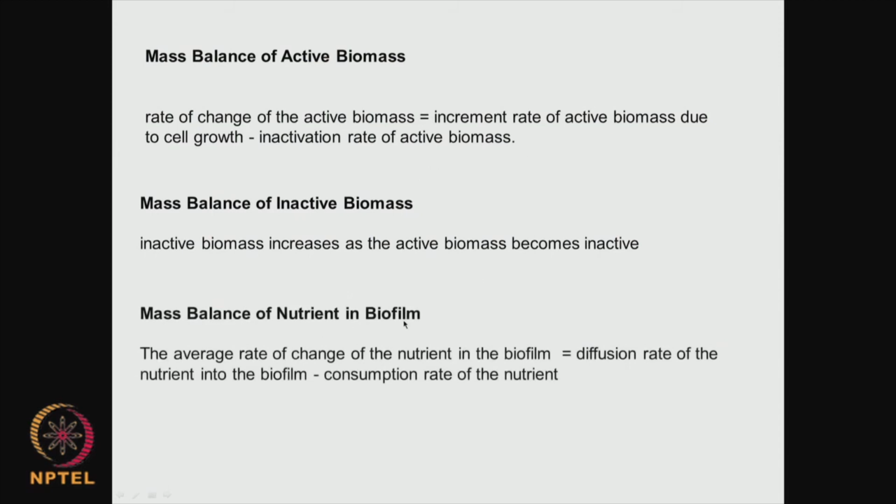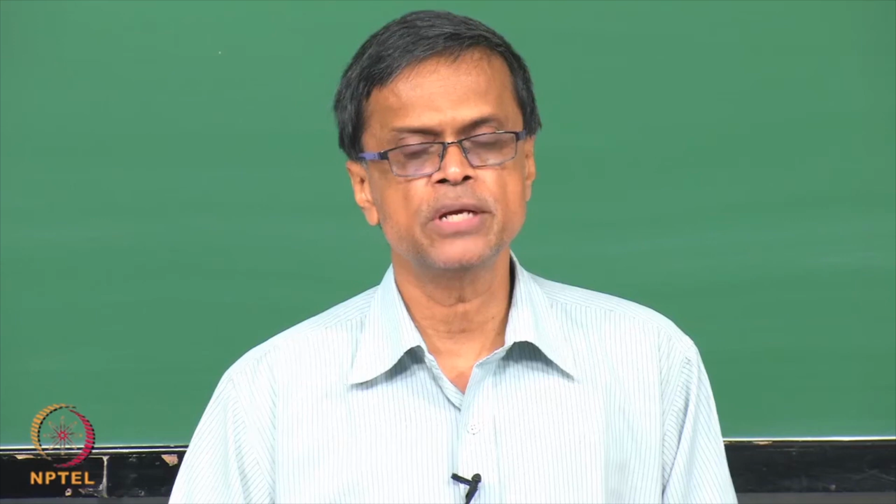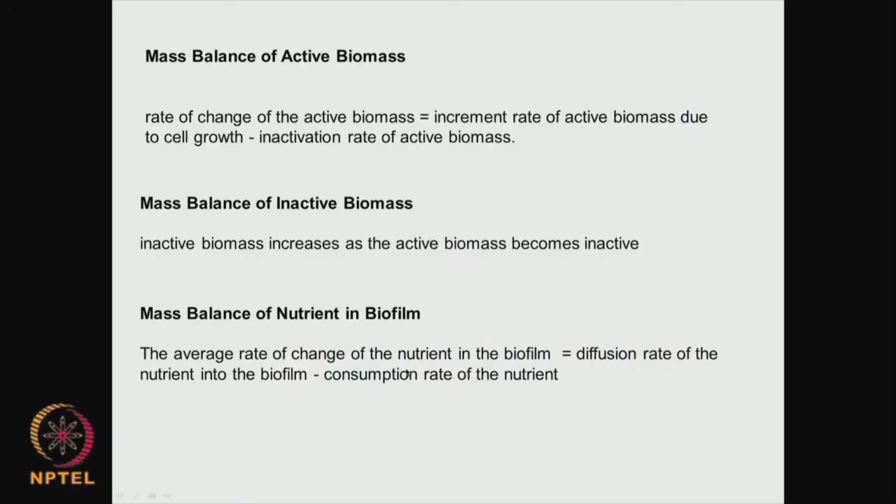Mass balance of nutrient in the biofilm. The rate of change of the nutrient in the biofilm, that is the accumulation of nutrient, plus the diffusion rate of the nutrient into the biofilm. So, some material is coming in, substrate is coming into the biofilm due to diffusion, and minus the consumption rate of the nutrient, because the biomass or the bacteria makes use of this nutrient. Okay. So, this is plus, this is minus, that is very obvious. So, that is the rate of change of the nutrient in the biofilm.